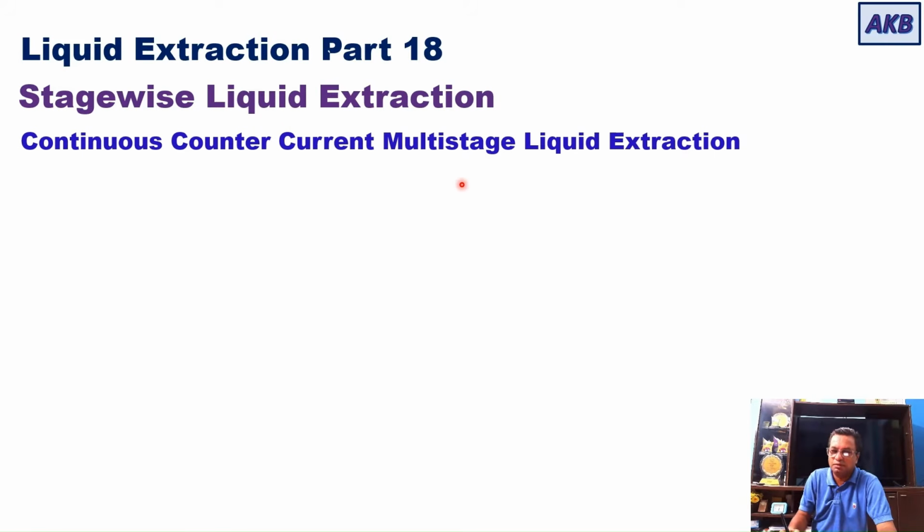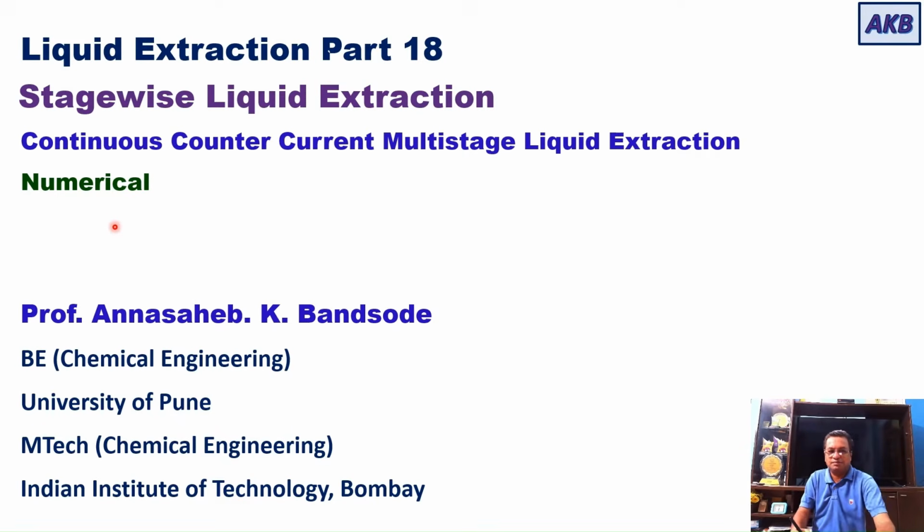As I said earlier, I had discussed how to find out the number of equilibrium stages that are required in countercurrent multi-stage liquid extraction, and then how to find out the minimum amount of solvent that is required in this operation. So today we will apply the theoretical concepts to find out the number of equilibrium stages and the minimum amount of solvent. So let us start the discussion.